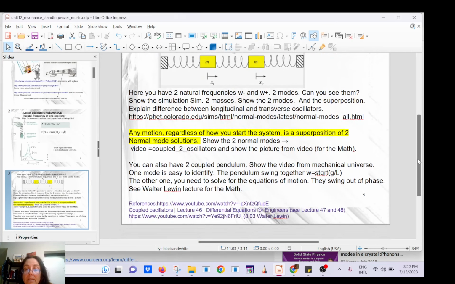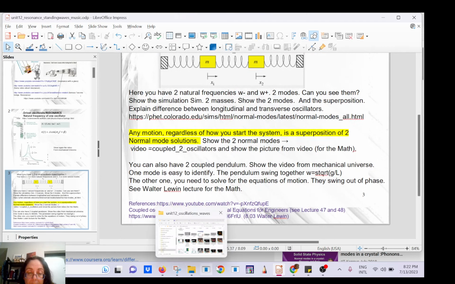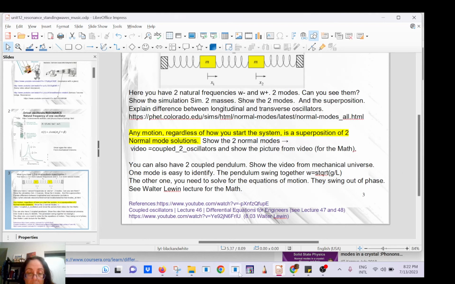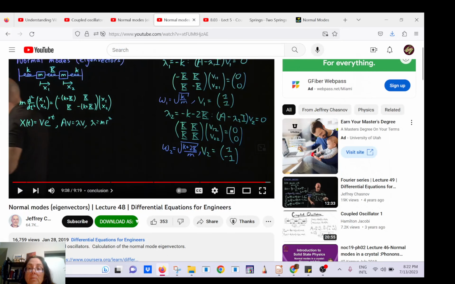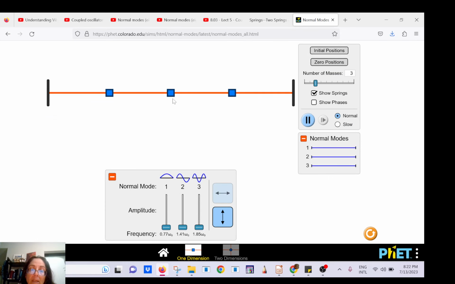I have another one, with... actually, let's look at the simulation again. So now you can have 3, so 3 natural frequencies. So you can have 3 modes, right?